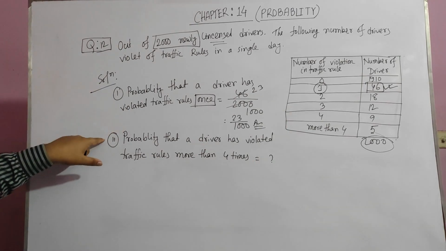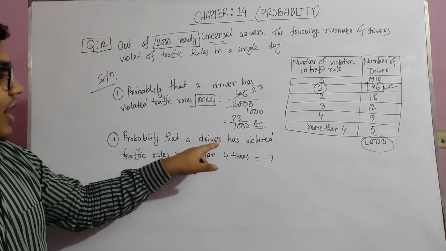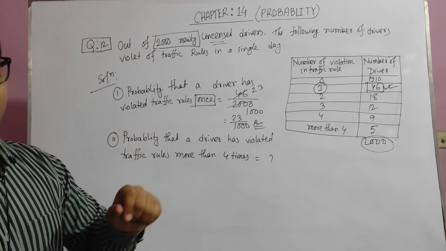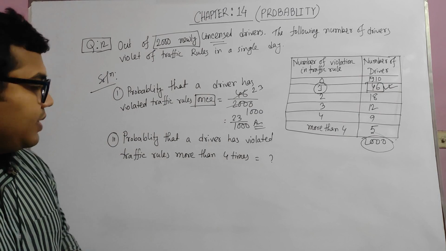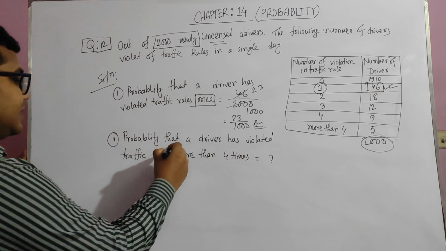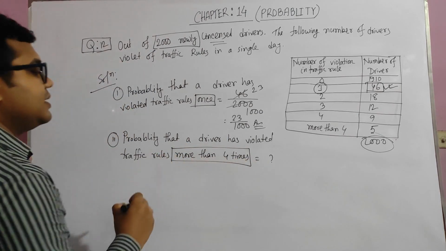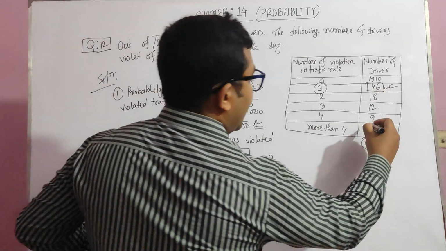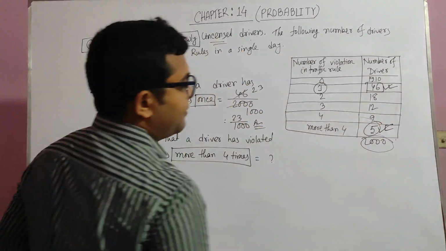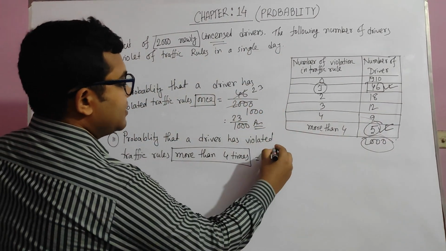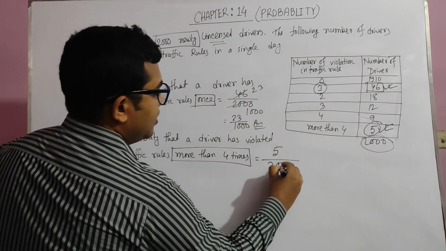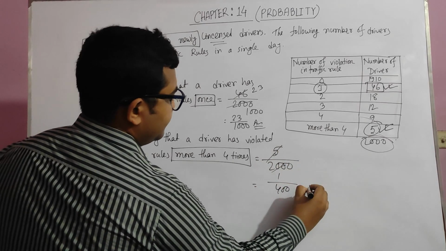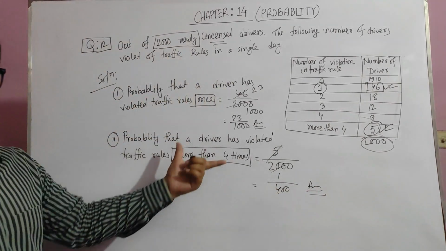Okay, now our second question says: the probability that a driver has violated traffic rules more than 4 times. What is our keyword? That is my question to you, and I think you can understand. Yes, more than 4 times is our keyword, and the favorable event must be more than 4 times, that is 5 persons. So our answer must be 5 divided by 2000, and that will be 1 by 400. That is our required answer.